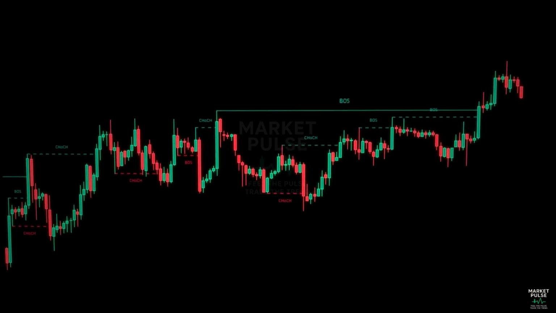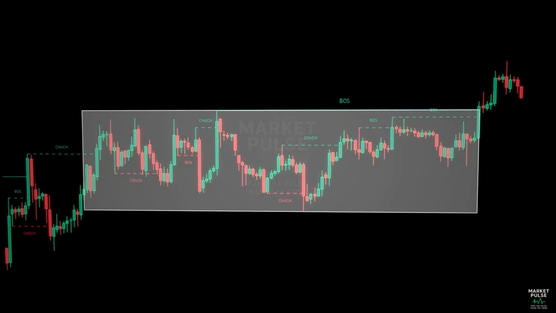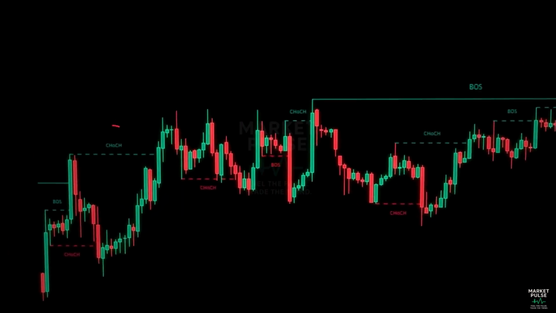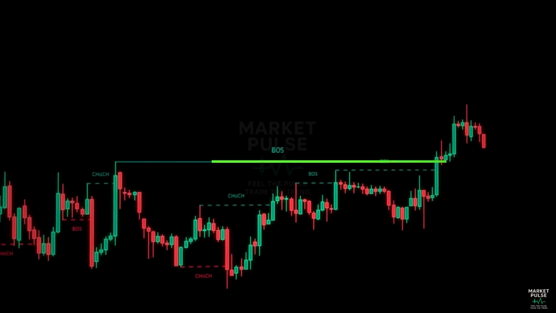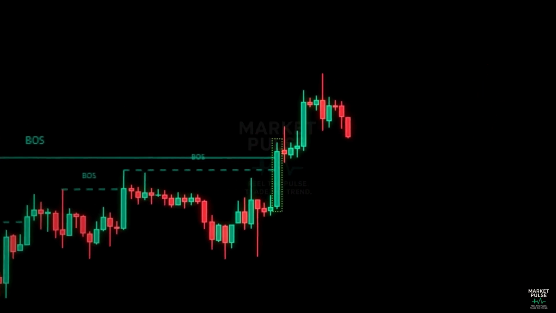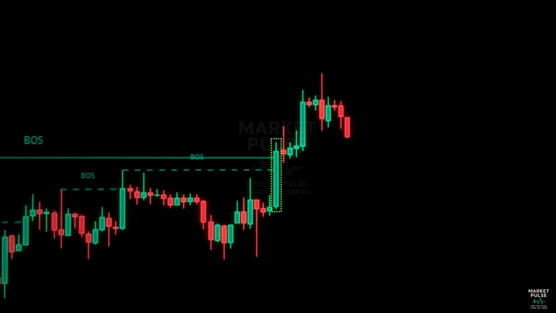We're looking at Ethereum, and what we can see is that it's been ranging for a long time. What we see the indicator doing is highlighting that it's making higher highs and higher lows. Then we see a change of character followed by a break of structure. A big impulsive candle shows that the momentum came in and played out on the chart.